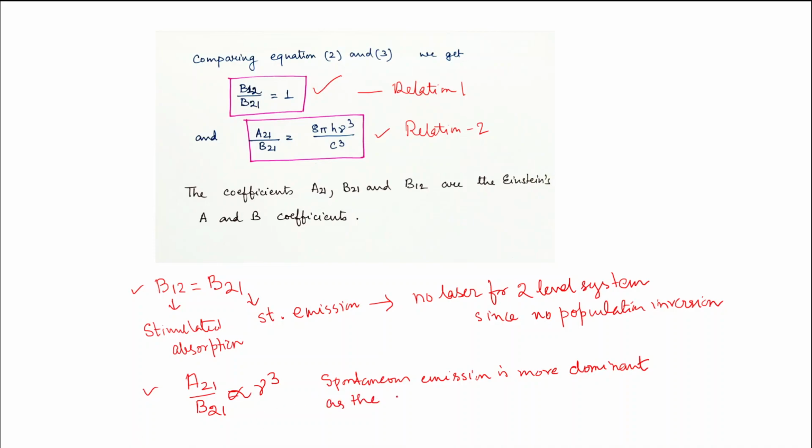as the energy difference between the states increases. Okay, so these are the significance of the Einstein A and B coefficients.